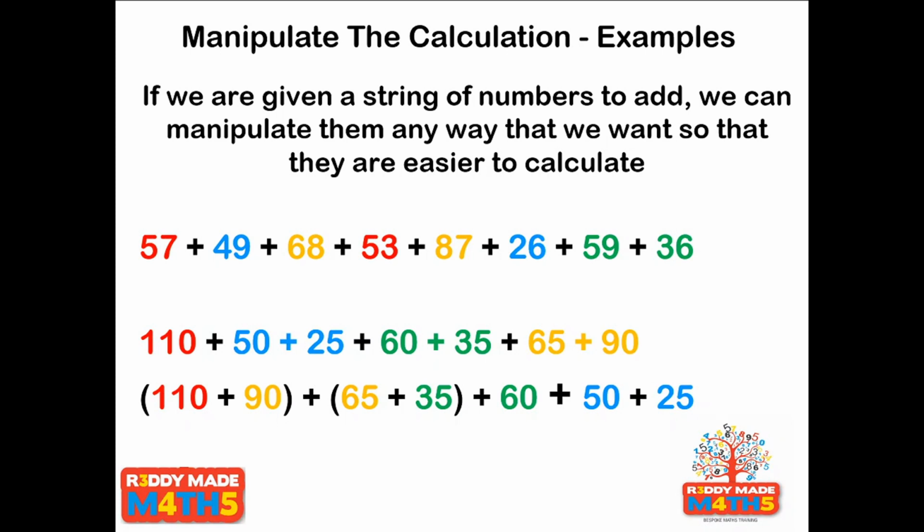That left me with 60 and 50, which is a near double, 410. Add my 25, gives me a final total of 435. So it looked difficult, but we just had a little play, and we made it much, much easier. Now, you don't have to do that every time you get a string of numbers.